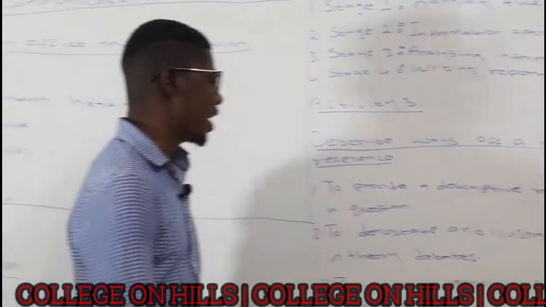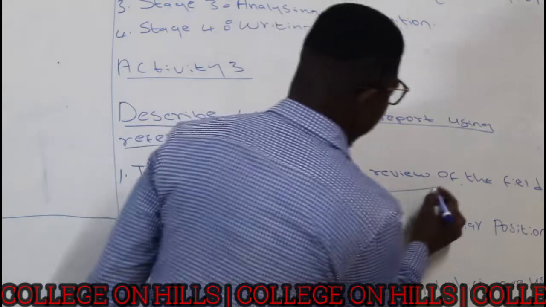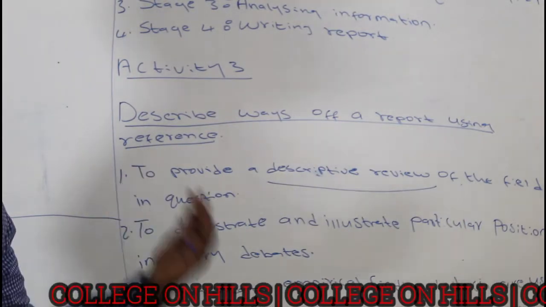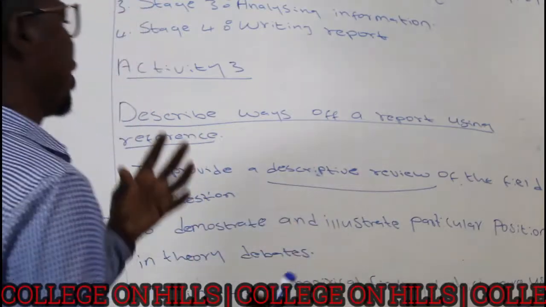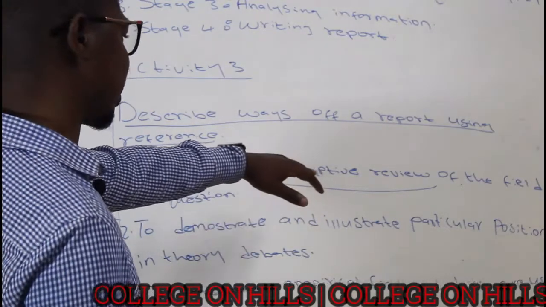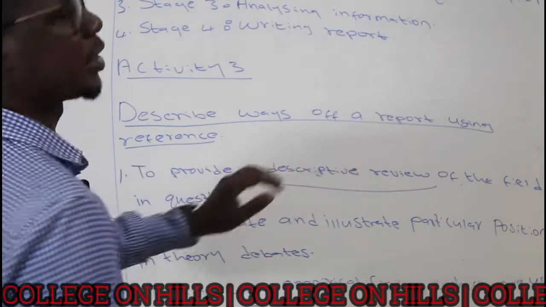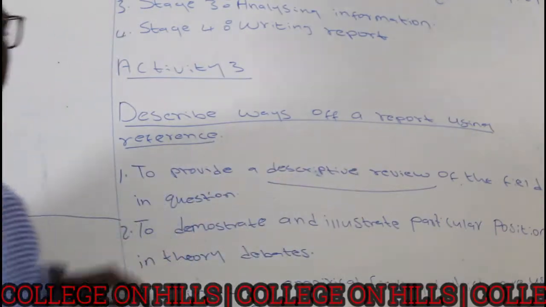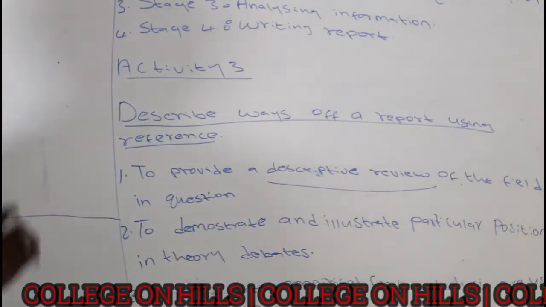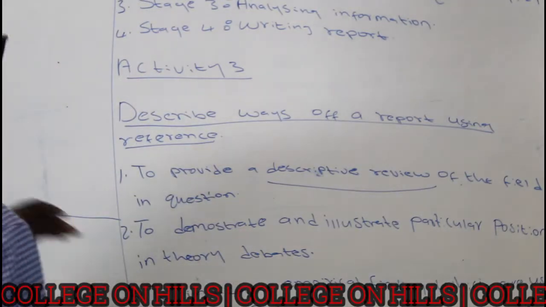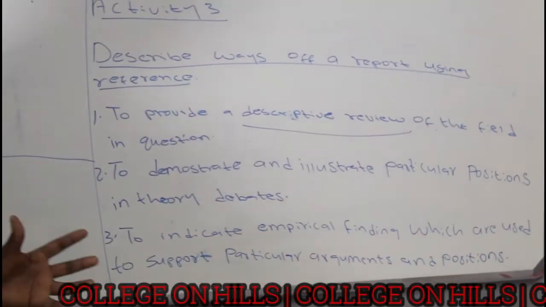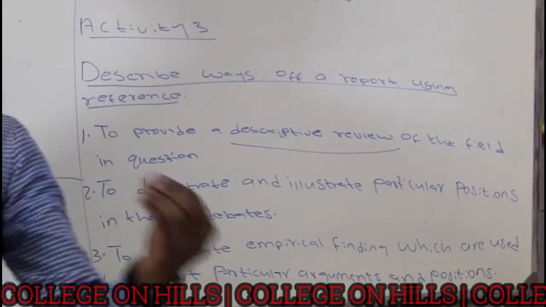Point number 1 says to provide descriptive reviews of the field in question. What is there that you are asking yourself, or what do you want to see in your report? Then you must provide a descriptive review of the field in question. Number 2 says to demonstrate and illustrate a particular position in the theory debate.